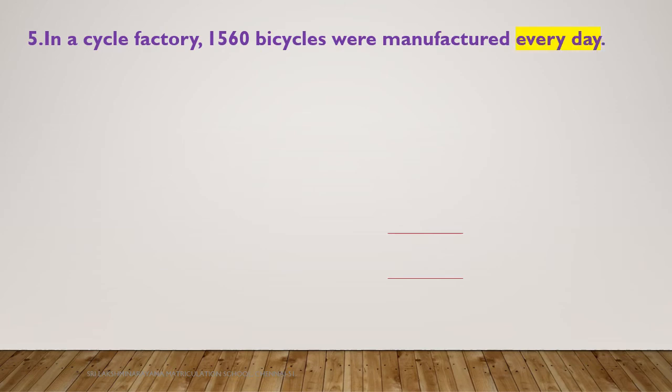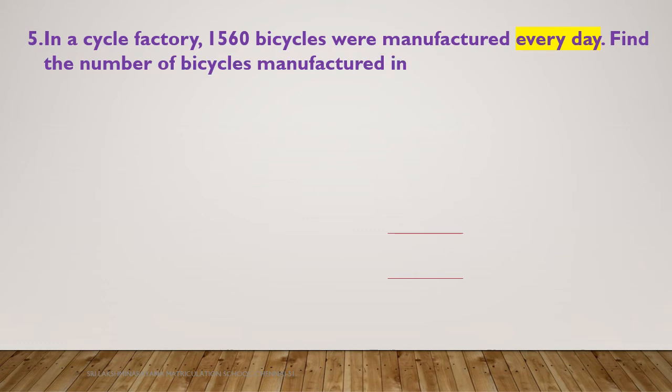Our next sum, in a cycle factory. So it is a cycle factory. 1,560 bicycles were manufactured every day. So for one day, every day means what? For one day they are able to produce 1,560 bicycles. Find the number of bicycles manufactured in 25 days. So every day they produce 1,560 bicycles. So we are asked to find it for 25 days.